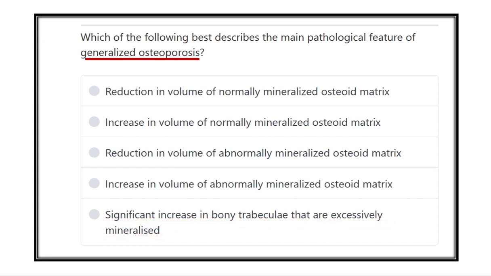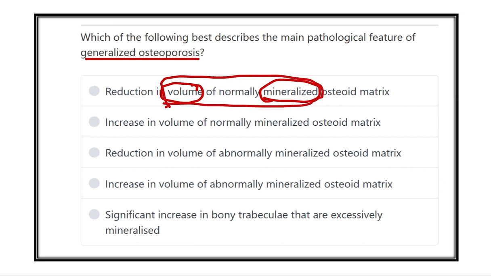So here two points are important. One of them is the volume of the bone: it is normal, reduced or increased. Then mineralization of the osteoid: it is normal, increased or decreased. So we have to keep these two points in mind. That means, what is the fate of the volume, and what is the fate of the mineral in the bone in case of generalized osteoporosis, which is responsible for pathological fracture?